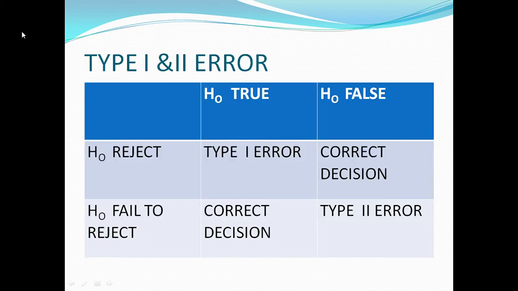Heading to our next slide, I'd like to explain the concept of type 1 and type 2 error. I stated earlier that your null hypothesis shows that there is no statistical difference. As such, when it is true and you reject this null hypothesis, you've committed an error, which is the type 1 error. However, when your null hypothesis is false and you reject it because it does not conform with the basic fact or proof, you've taken a correct decision. When your null hypothesis is true and you fail to reject it, that's also a correct decision. But when it is false and you fail to reject it, you've committed a type 2 error.